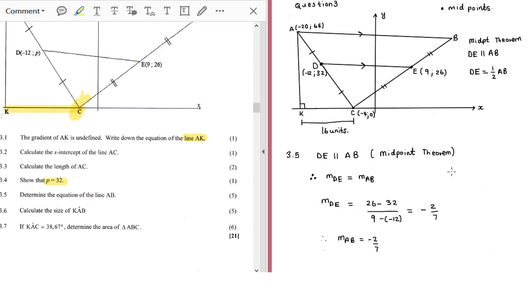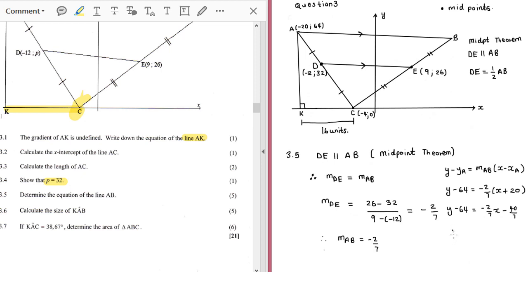Okay, so now we're going to go into the equation. y minus the y value at A, right, is equal to the gradient of the line AB into x minus the x value at A. Okay, so we're going to have y value at A is 64 equals negative 2/7 into x. Then we're going to have a double negative here, so this is just basically plus 20. Okay, so we have y minus 64 is equal to negative 2/7x minus negative, or basically 2/7 times 20, that is 40/7.